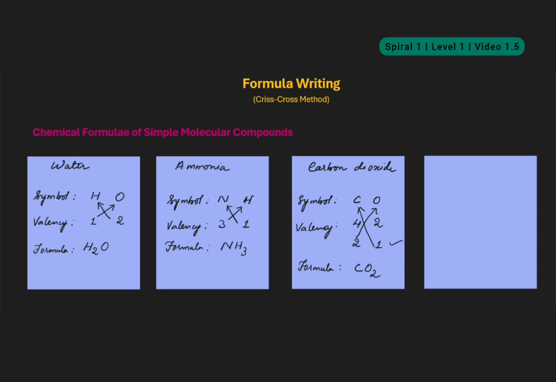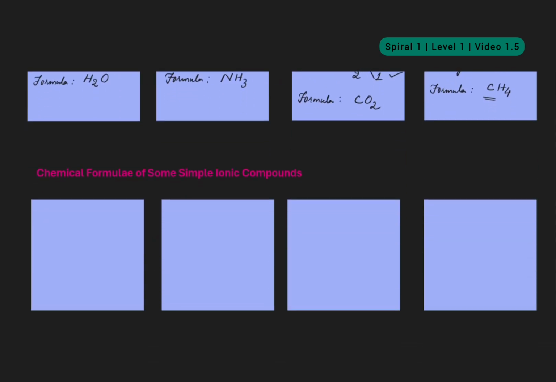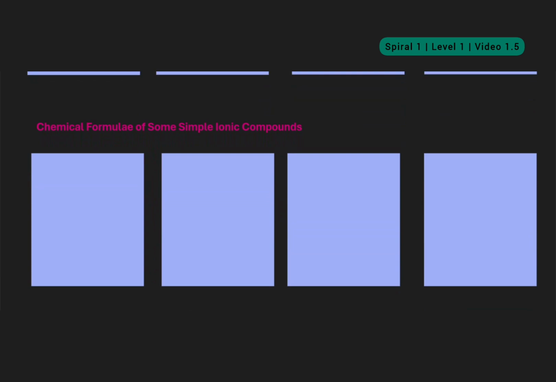Okay, we will try one more. Methane. Have you heard of methane? So the symbols: carbon and hydrogen. What are the valencies? For carbon it is 4, for hydrogen it is 1. Then we will do the crisscross, and the formula is CH4. I hope you are understanding, isn't it? It's very simple. Now next we will do a few examples of simple ionic compounds.